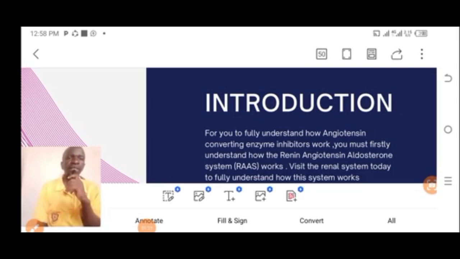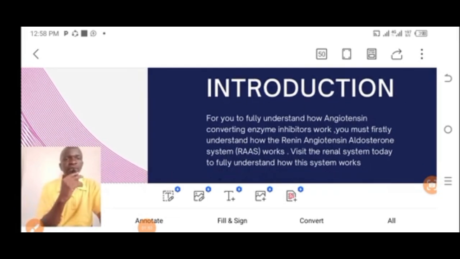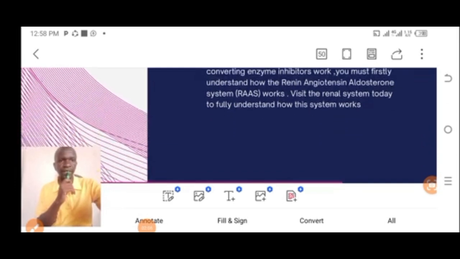Generally, there's renin. Renin is an enzyme that converts angiotensin 1 to angiotensin 2, which is a potent vasoconstrictor, which constricts the blood vessels, thereby causing high blood pressure. So this is what happens under the RAS. These are some of the basics of the RAS. I advise you to go and look at the renin angiotensin aldosterone system and how it works, so you must visit the renal system to fully understand how this system works.